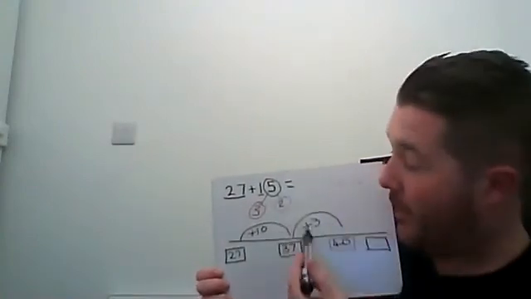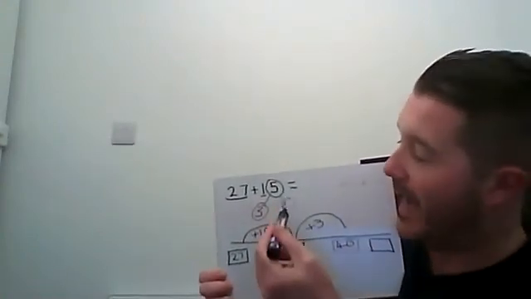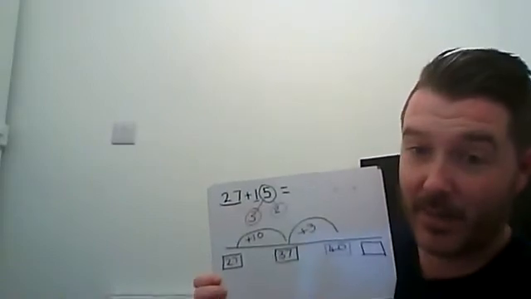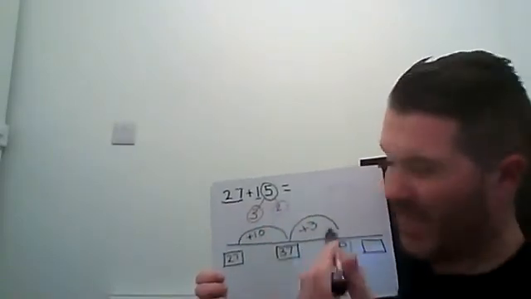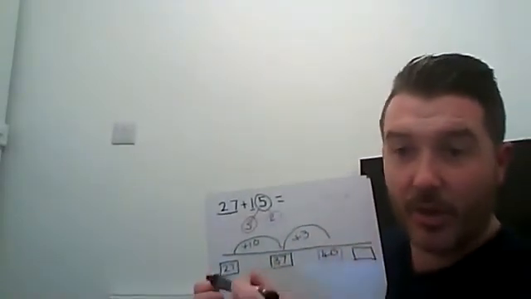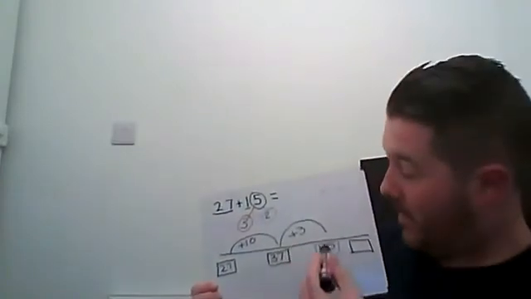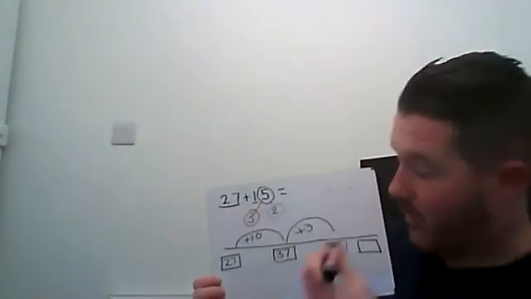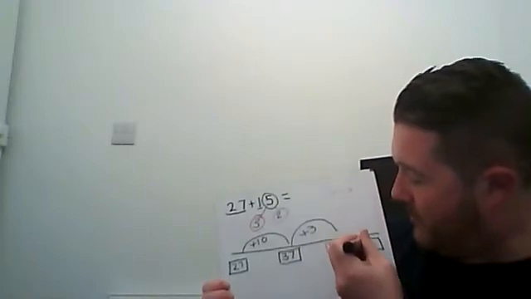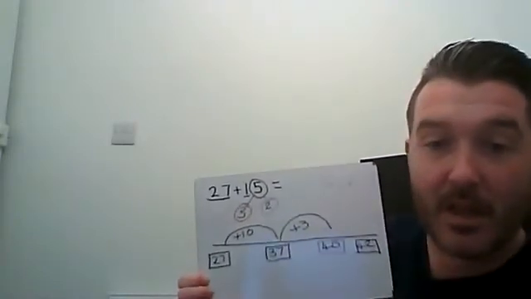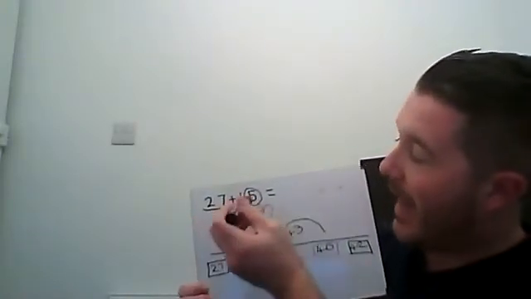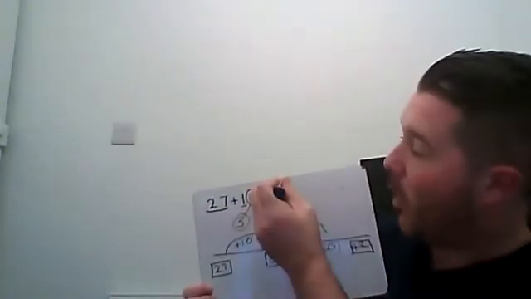Now, I've added the 3, but I've still got to add the 2 because it's 5 altogether, isn't it? So I'm going to add the 2 on. So it's really easy, isn't it, to add 2 to a number that ends in a 0. The 2 ones just replaces the 0 ones. So I'm going to have 42. So 27 add 15 is 42.